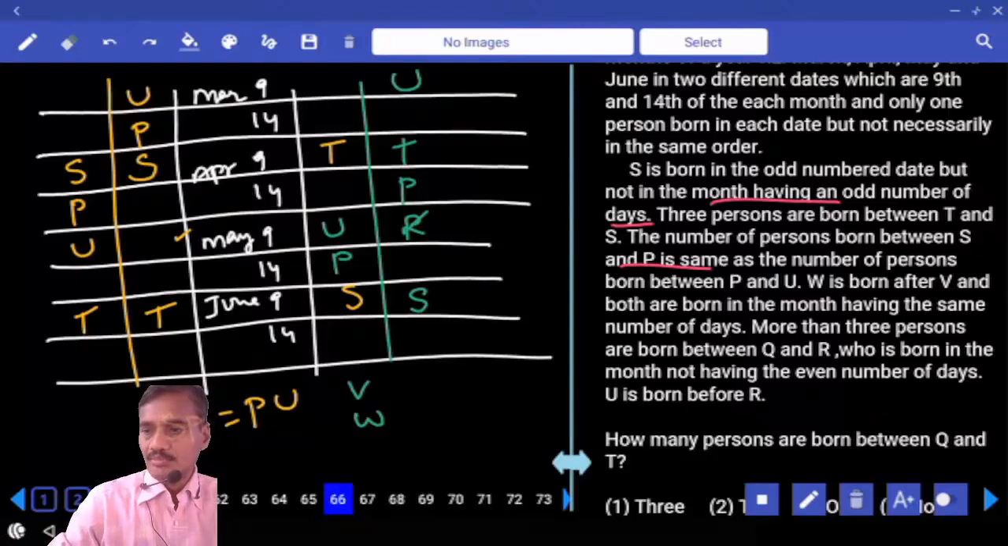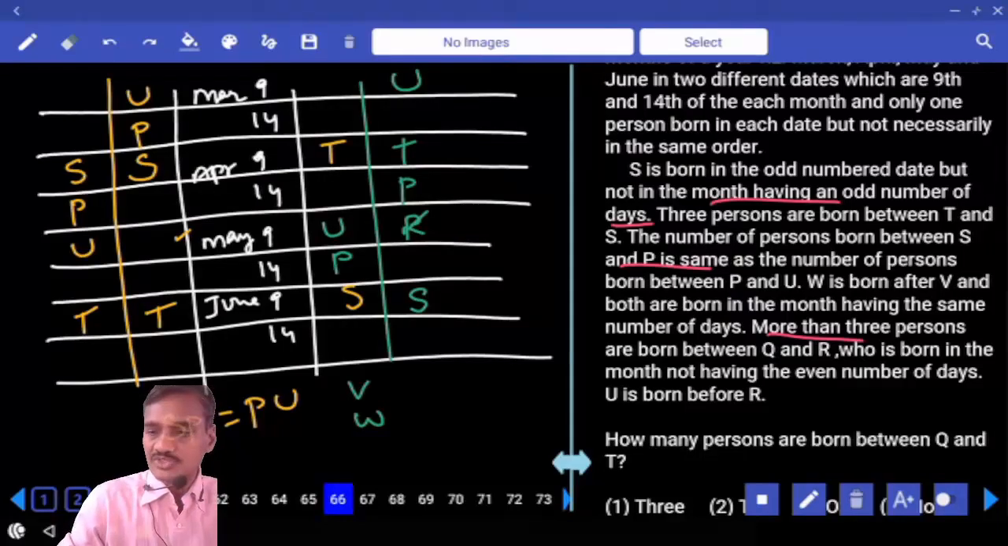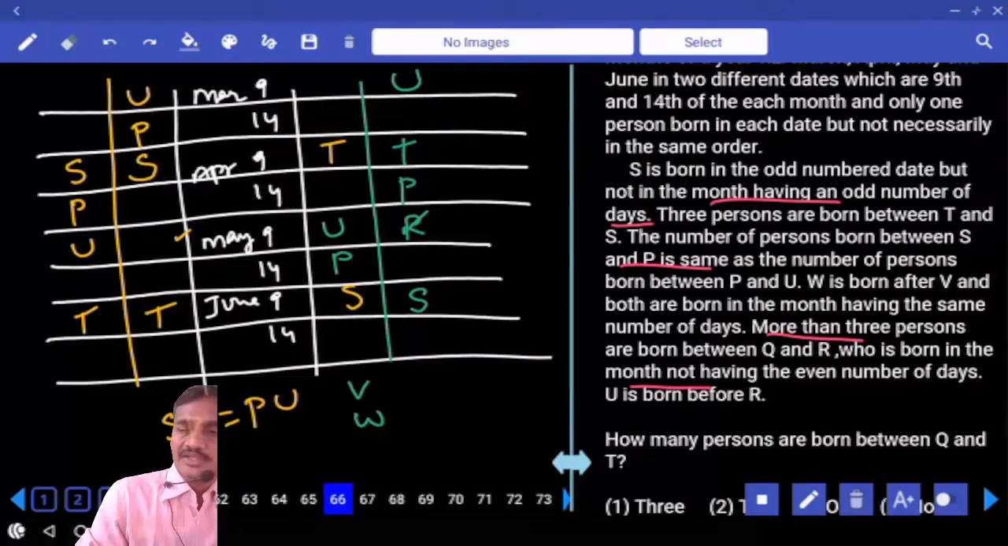And next one, more than 3 persons between Q and R. More than 3 means a minimum of 4 persons between Q and R. R was born in a month not having even number days. R is not born in a month with even number days. R must be born on an odd number date. We cannot have R at this place, and we cannot have R here. Where should we have R? R in this place. Now between R and Q, more than 3, is it possible? Not possible. This is ruled out.